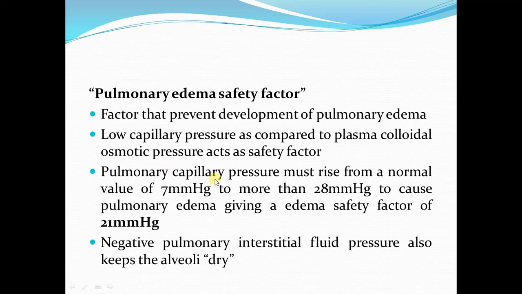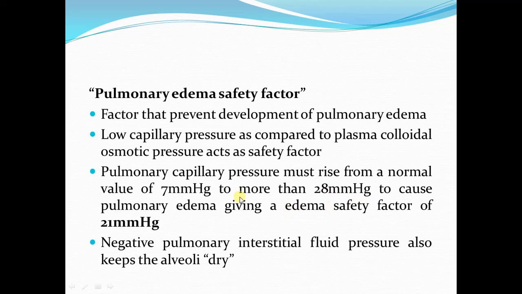Pulmonary capillary pressure is 7 millimeter of mercury. So it must rise to more than 28 millimeter of mercury, which is the plasma colloidal osmotic pressure, to cause development of pulmonary edema. Because this is an outward force, and this is an inward force. So the outward force should increase to at least 28 millimeter of mercury or greater than this to cause net outward flow of the fluid and development of pulmonary edema.